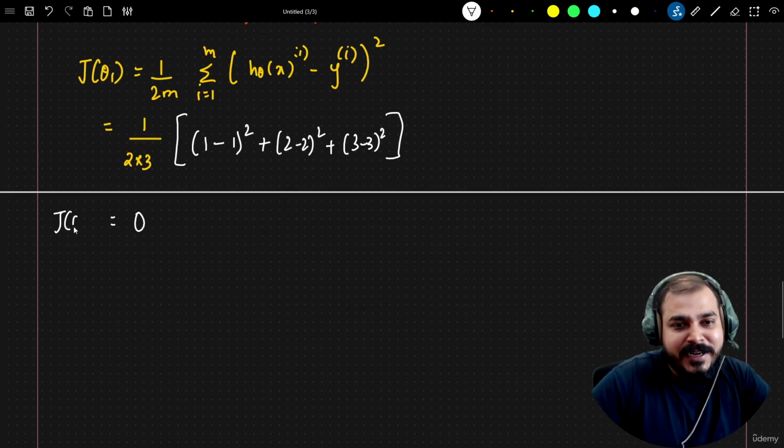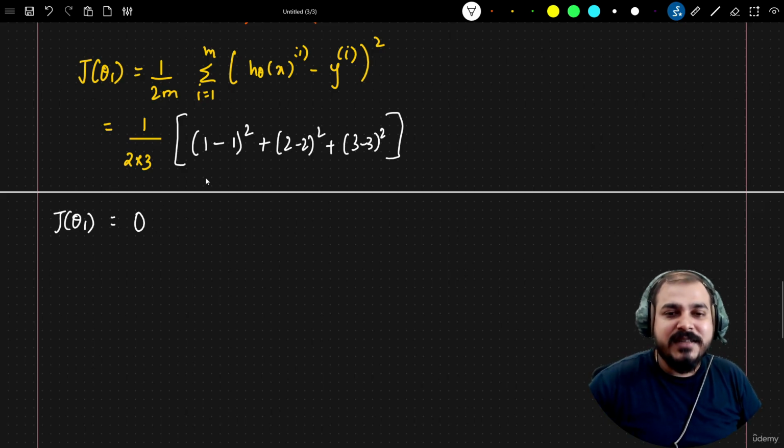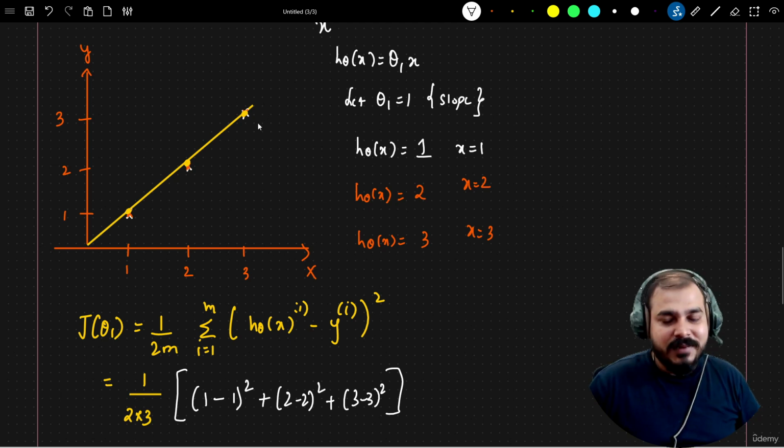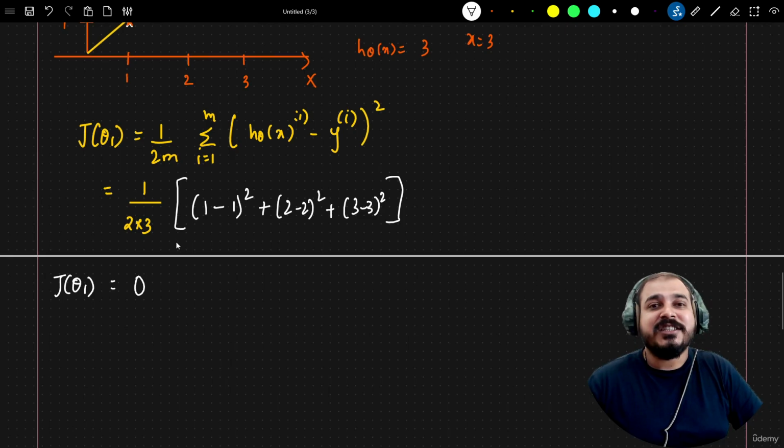So what does this indicate? My cost function is 0. This is absolutely right, because obviously there is no error. Exactly, the best fit line passes through all the points, right? Now this is one way.